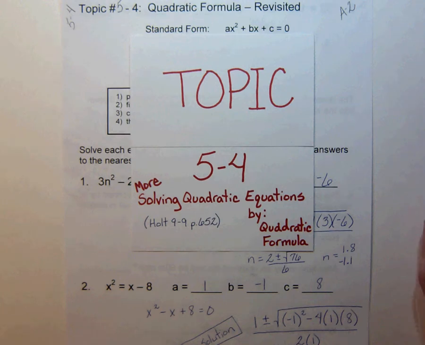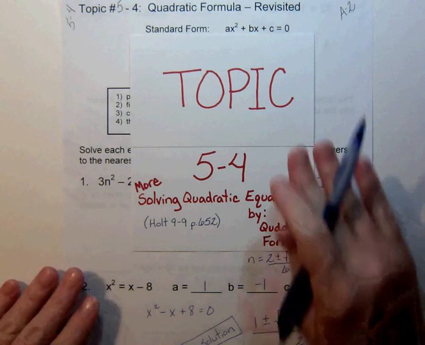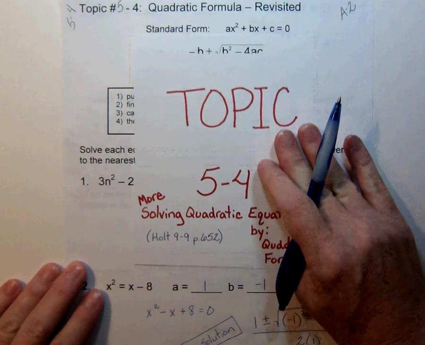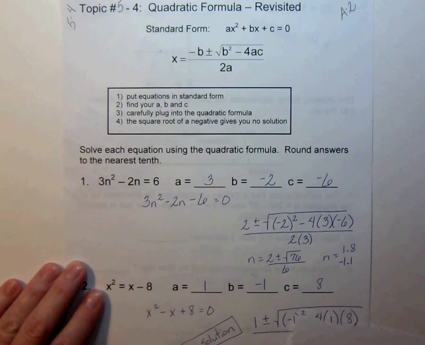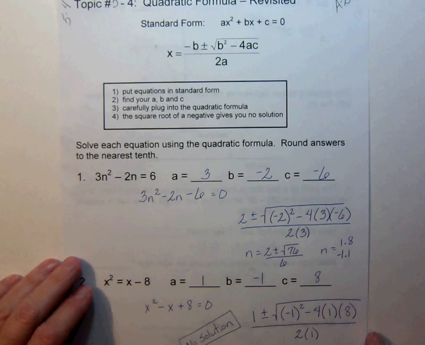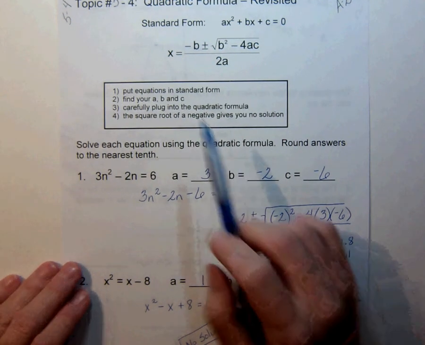Topic 5-4, quadratic formulas. We're going to do some more. I actually, again, am going to use a lot of the calculator to bypass using this quadratic formula. And I'm not going to sing it again. If you want to see the song, look at 5-2, I think, or maybe it was 5-3. Anyway, so the quadratic formula looks like this.